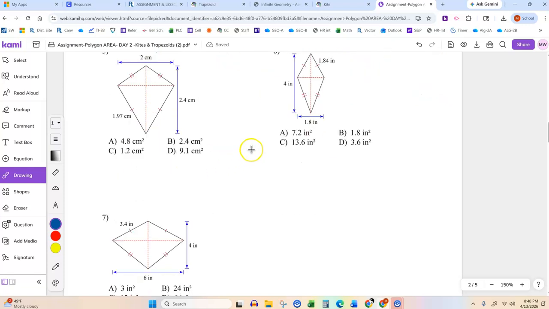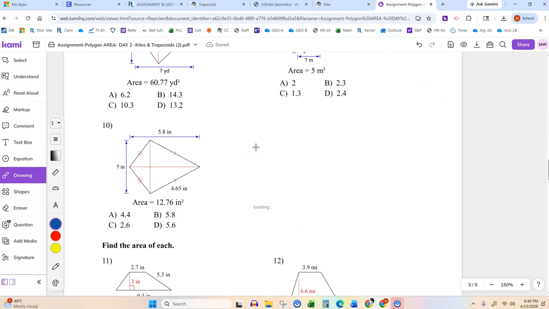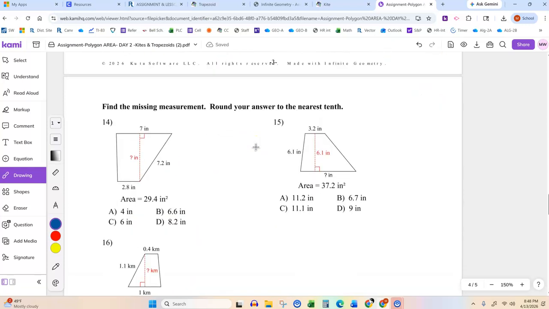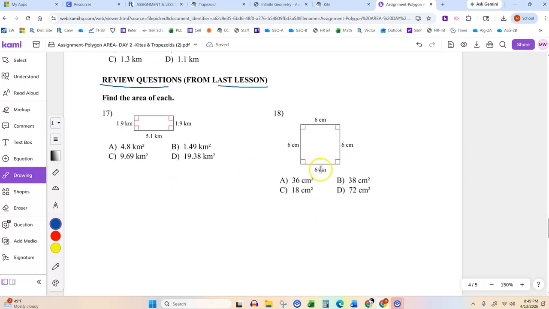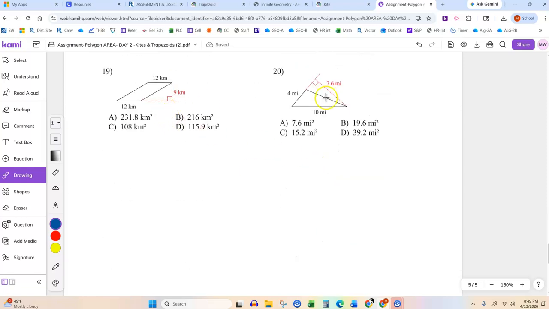So the next several are going to be practice problems, and then at the very end, after you get done with those, I'm going to give you some review questions from yesterday, from the last session, with rectangles and squares and parallelograms. So make sure when you're done, you put your answers into Canvas, and that's how you do today's assignment.